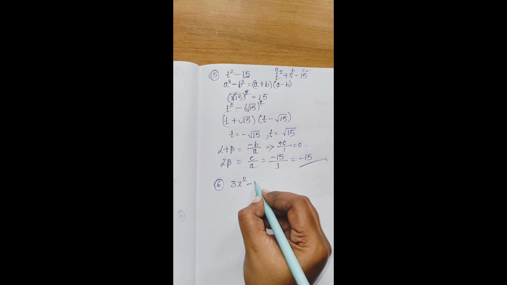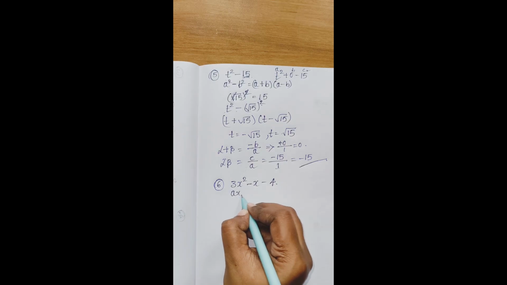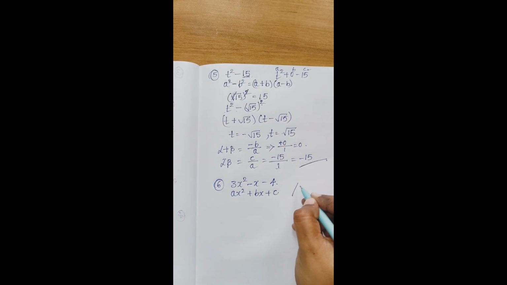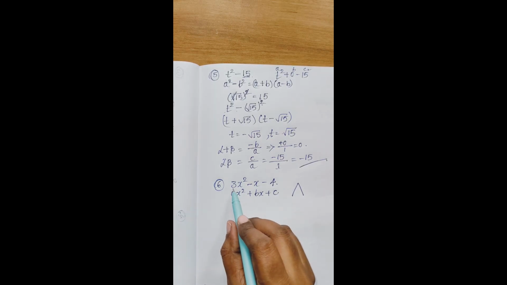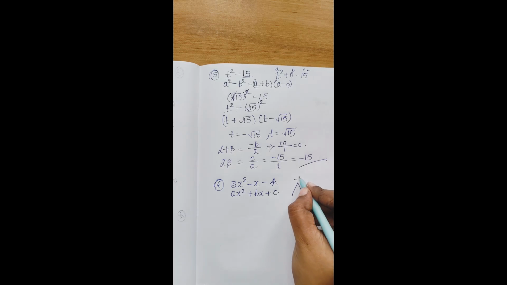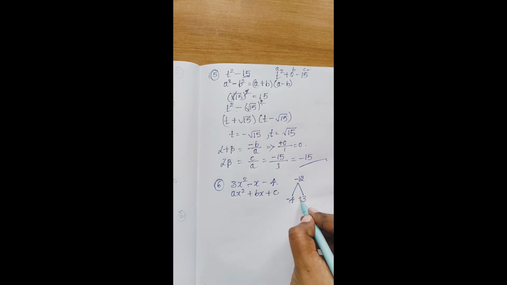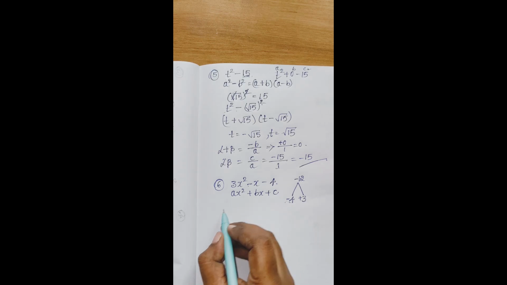3x square minus x minus 4. It is in the form of ax square plus bx plus c. Always you should check whether it is in the form of this quadratic equation. So now, a into c is how much? Minus 12. So here you know the table 12, in which table it will come? 4 3s are 12, but here we should get minus 4 plus 3. When we do this with different signs, it will always be minus. 4 minus 3 is 1, greater number sign is minus.